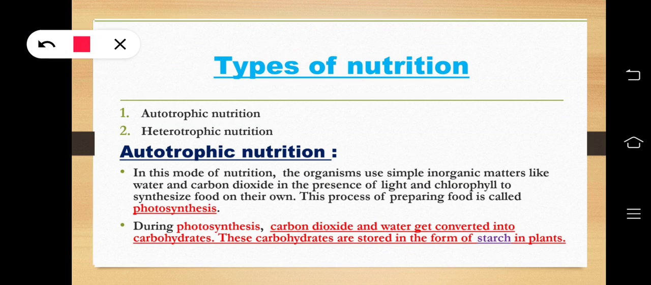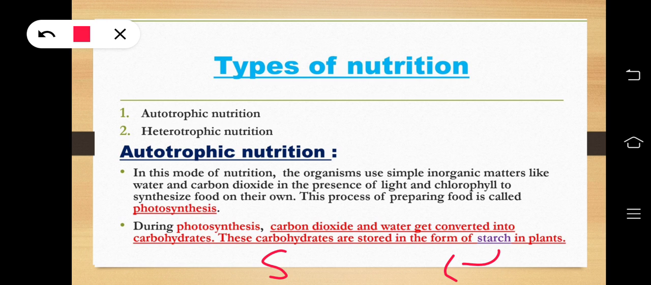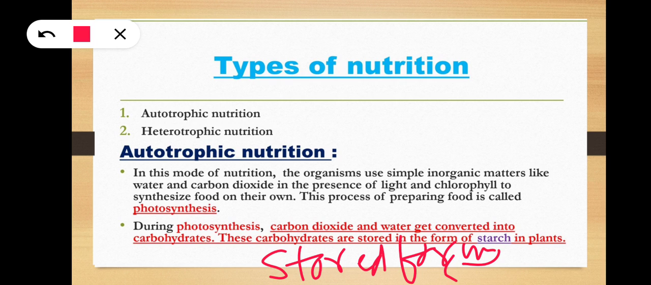Starch is actually the stored form of energy. That means all these carbohydrates which are made may not be utilized at the same time. They can be stored somewhere in plants so that they can be utilized whenever needed. This stored form of food is called starch.